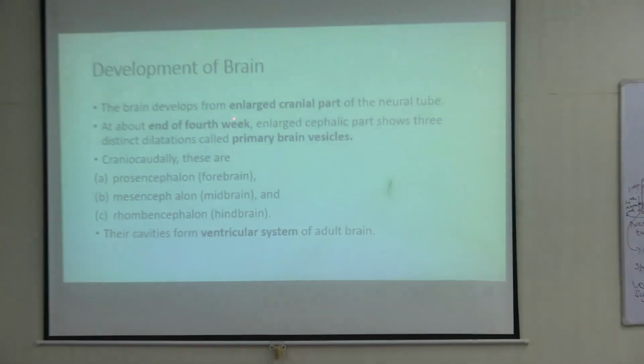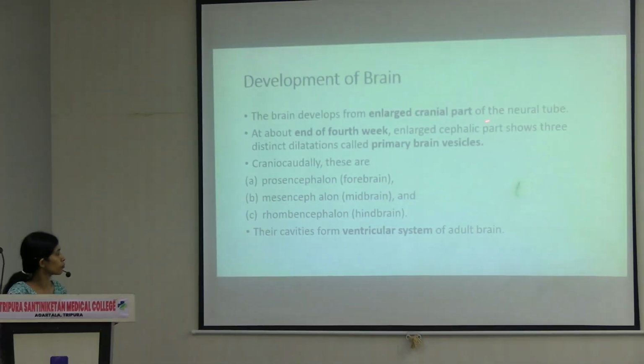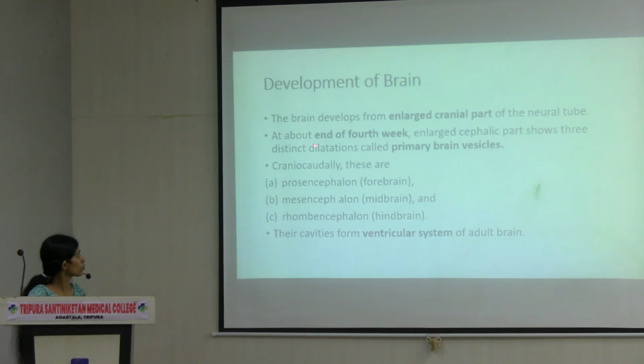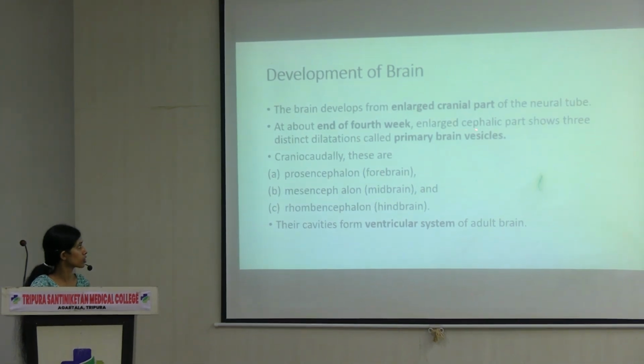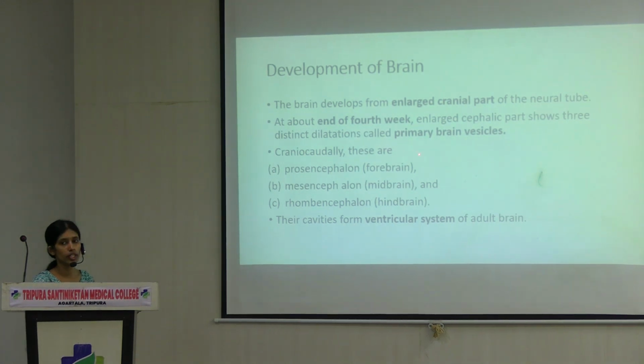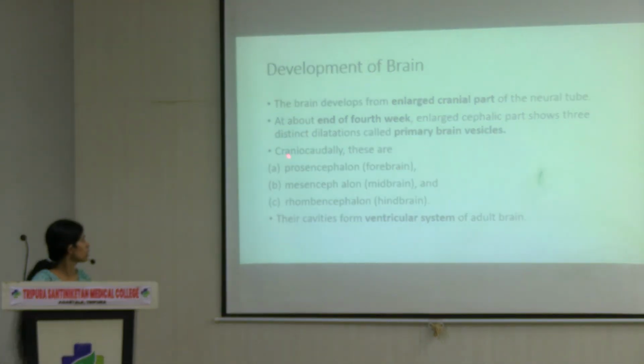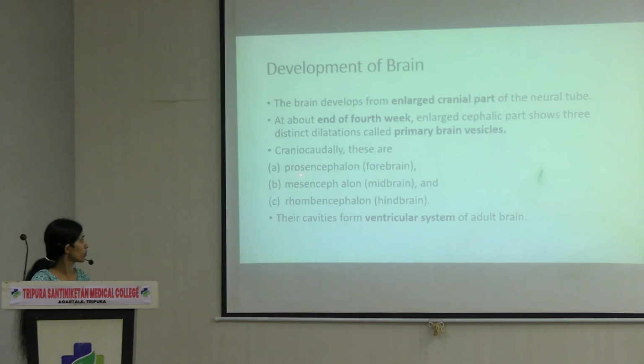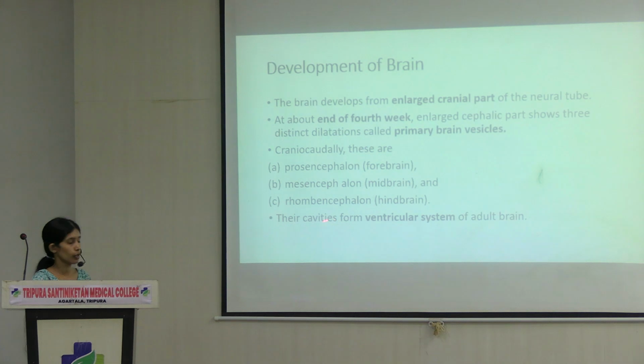The brain develops from the enlarged cranial part of the neural tube. At about the end of the 4th week, the enlarged cephalic part shows 3 distinct dilations, that is called the primary brain vesicle. From cranial to caudal, we name it as prosencephalon, mesencephalon and rhombencephalon. The cavities form the ventricular system of the adult brain.